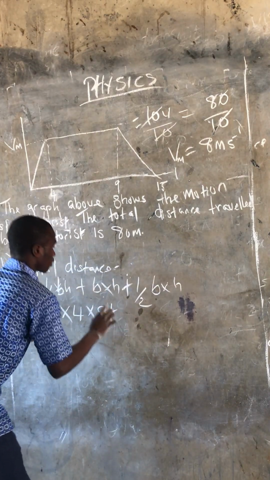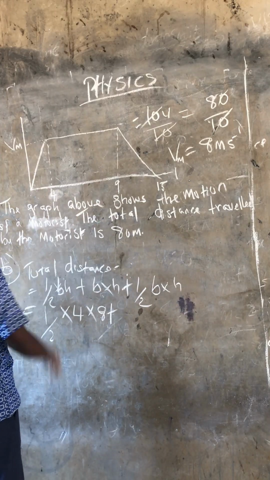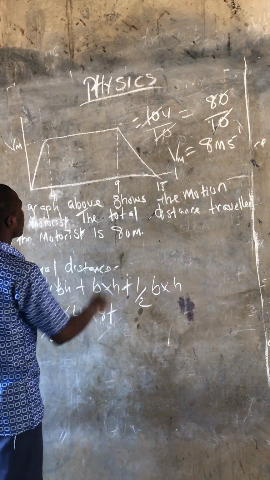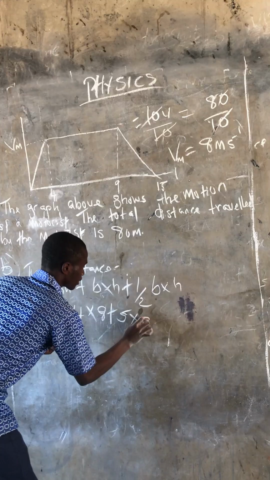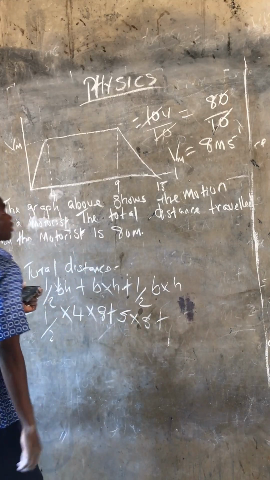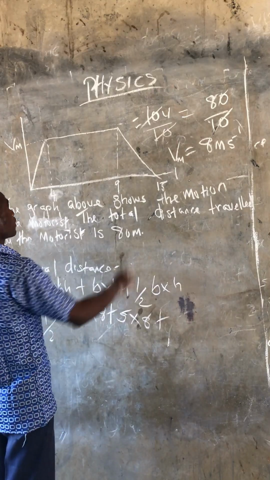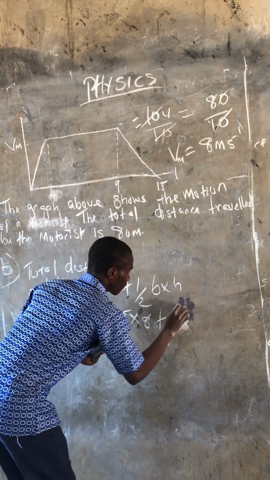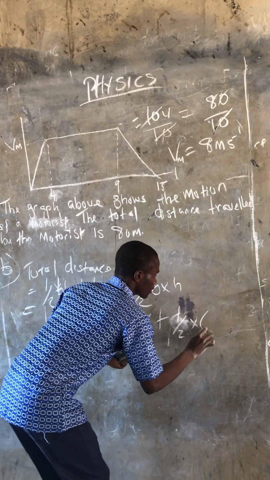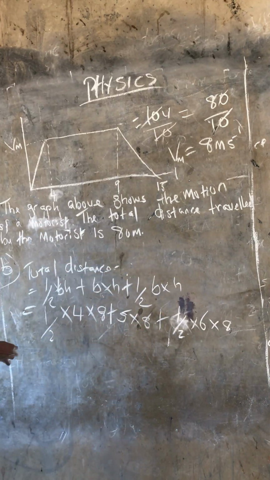So plus breadth times height. Here the difference between 9 and 4 is 5. You can say 5 times 8, plus the difference between 9 and 15, which is 6. Then you can say 6 times half of 6 times 8.